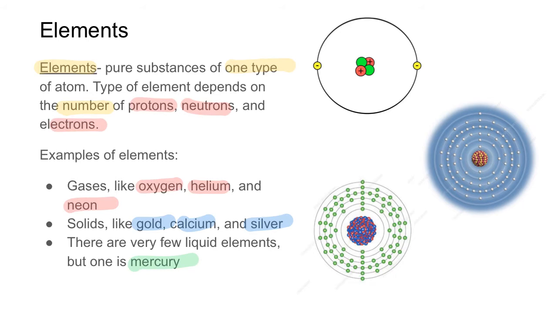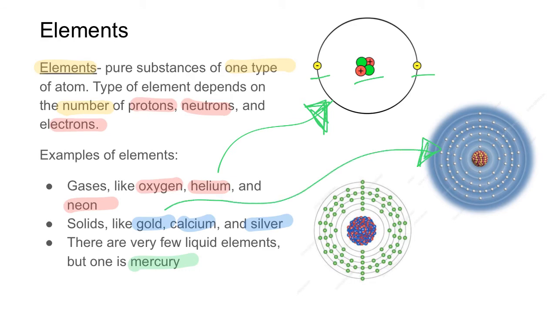Now you can see over on the side, I have a couple sample elements to show you what these look like. So helium is here. And you can see that helium has very few protons and neutrons in the nucleus, and also just has a couple of electrons going around the outside. By comparison, if we look at gold, gold is right here.